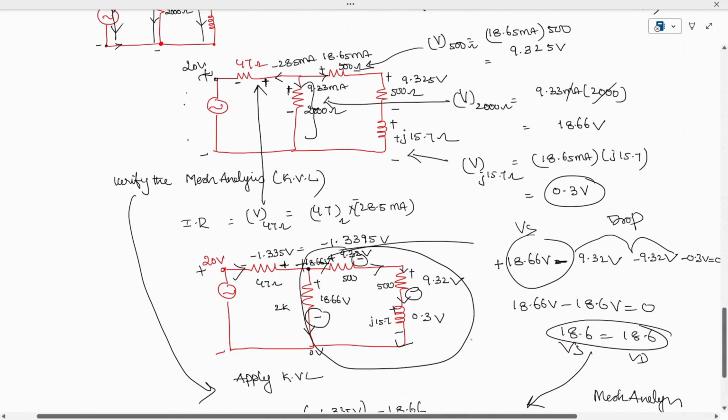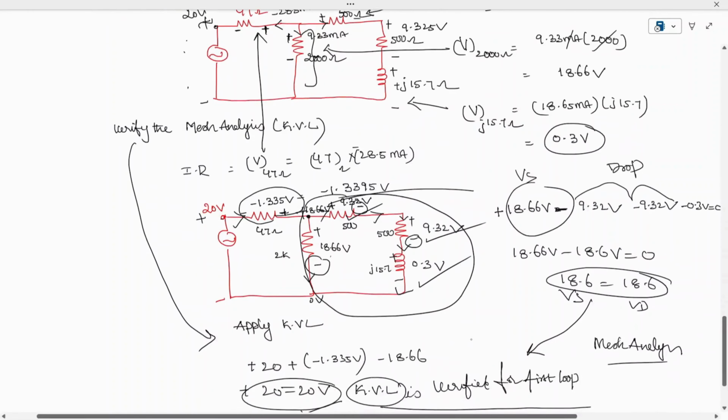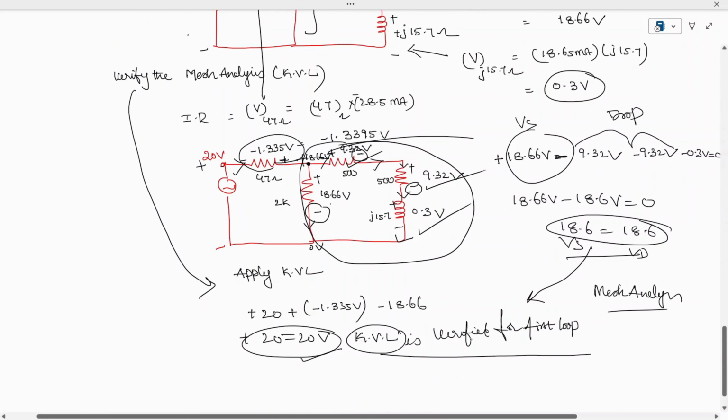Similarly, by finding all the voltages we obtained, 20 minus 1.3 you are going to get 18. This is the drop created by this 47 ohm, and resultantly 18.66 is available. This 18.66 is divided as 9.3, 9.3 and 1.3. Therefore the total voltage is divided, automatically KVL is also verified. So this is how to verify KCL as well as KVL.